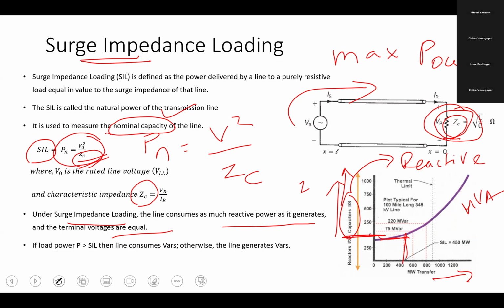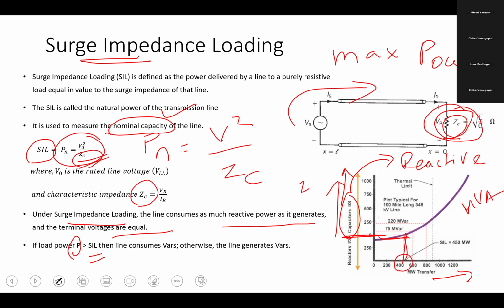But once it goes higher than the surge impedance loading, then you have to look at the capacitance, look at the reactive power, and then turn on the capacitor compensation circuits. Okay, so that is when they look at it. So what is the power need?